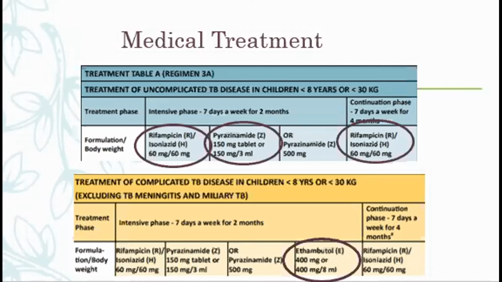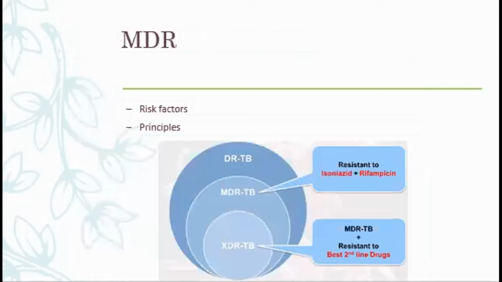But if you have a case with complicated TB, so that's the one that we said abdominal TB falls under, as well as any patient with TB with HIV co-infection, then you add your 4th drug, which is ethambutol. So just a quick word about MDR TB. Risk factors for it are children that are in contact with people that have MDR TB, or residential areas that have a high prevalence of MDR TB, as well as HIV co-infection.